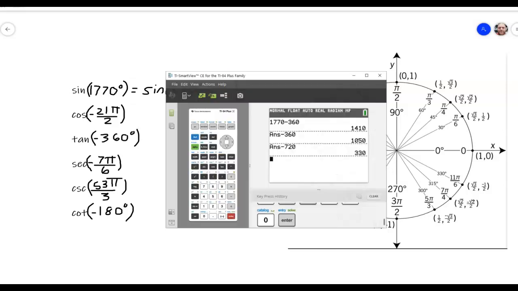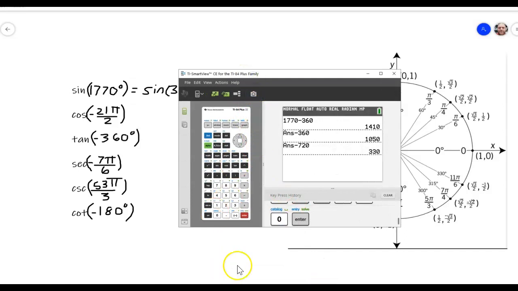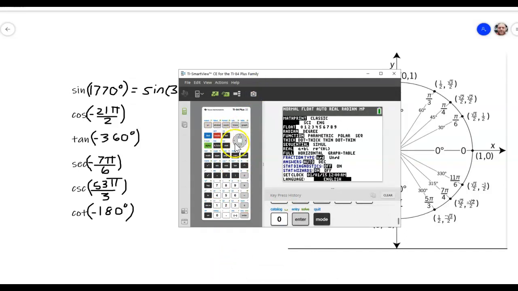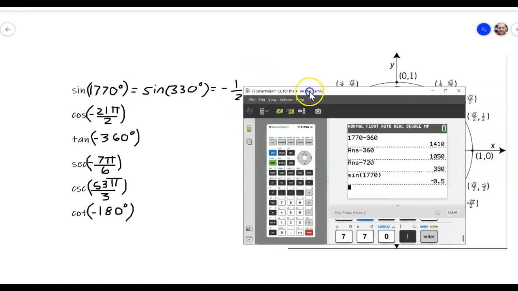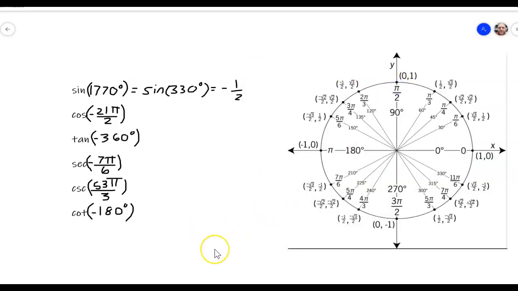And if I want to verify that on my calculator, I can do that as well. I need to make sure I am in degrees, so I need to change that. Then I just do the sine of 1770, and sure enough, negative 0.5. Now you might say, why didn't I just do that to begin with? Because if we would have gotten one of these root 3's in there, a lot of times it'll give us the decimal approximation, and that's a lot harder to know what that is.